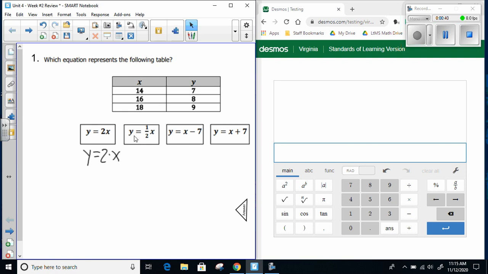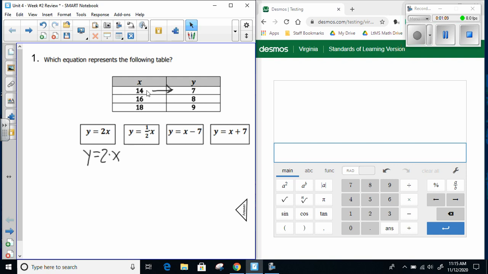The second one says Y equals 1/2 X, which means 1/2 times X as well. You could put a times symbol there. The third one, excuse me, says Y equals X minus 7. And the last one says Y equals X plus 7. So now our job is to figure out the relationship or the pattern between X and Y that matches up with the equation. So our first X value is 14, and then it becomes a 7.